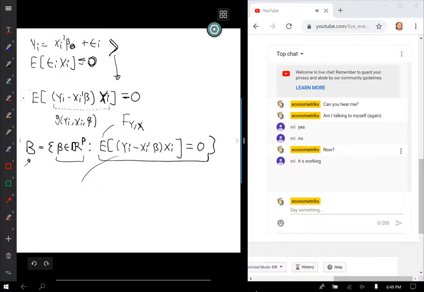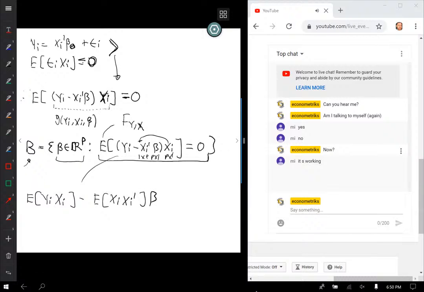So expand this out, and we get E of yi xi, where yi is a scalar and xi is a p by 1 vector, minus E of xi xi dash beta. Now we're going to have vector multiplication. So this is 1 by p, this is p by 1, this is p by 1. They've all got to be consistent, so we left multiply when we multiply by a vector: xi xi dash beta equals naught. Beta comes out because it's a constant.